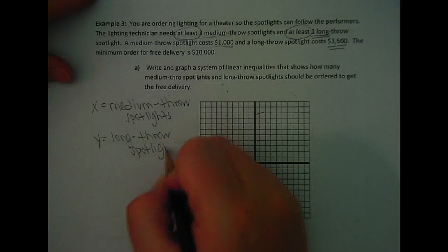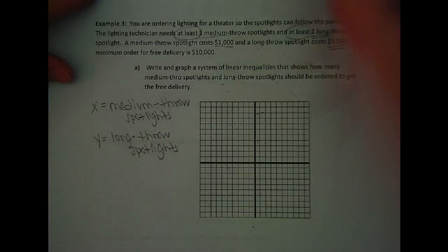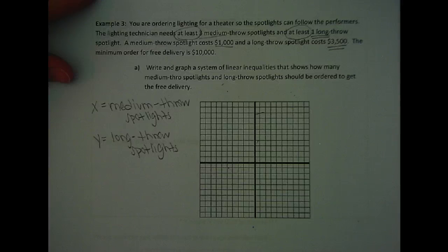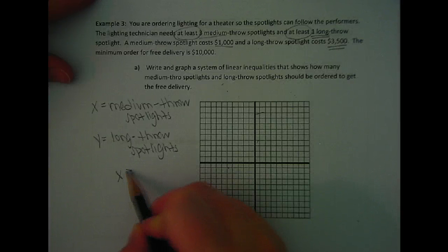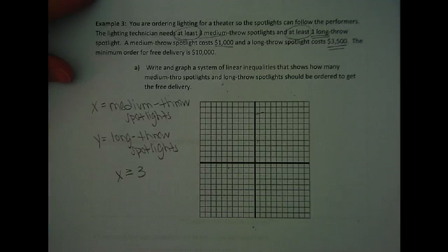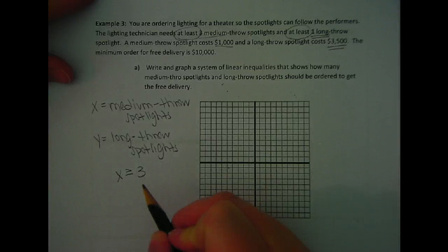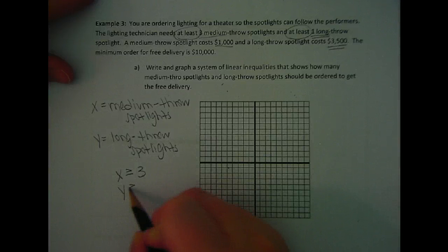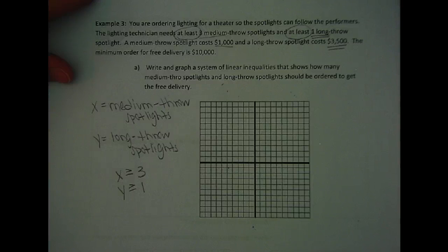And we know from our word problem that we have to have at least 3. So x has to be greater than or equal to 3. Can't be any less. And y, the long throw, has to be greater than or equal to 1. At least 1. You can have 2, 3, or 4, so on, but you have to have at least 1.